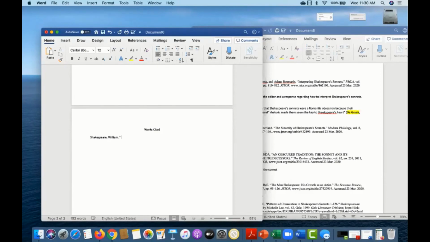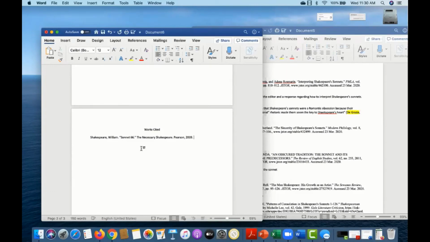So we have William Shakespeare. The name of his poem is next, Sonnet 66. And I located this version of the sonnet in a book called The Necessary Shakespeare. So you all may have found your poem on the Poetry Foundation website. So that's what you would put here. You would put Poetry Foundation. And that book was published by Pearson in 2009.